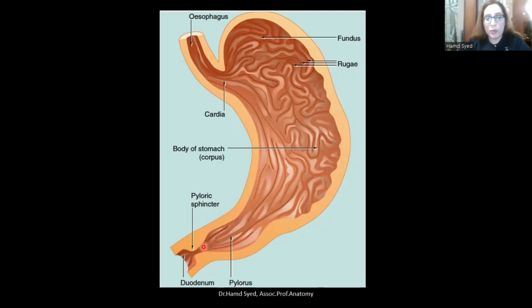And the pyloric sphincter separates the stomach from the duodenum. Here we can see in this drawing these longitudinal folds, which are known as the rugae. They comprise the innermost layers, that is the mucosa and submucosa of the stomach. And these longitudinal folds facilitate the distension of the stomach when it is filled with food.